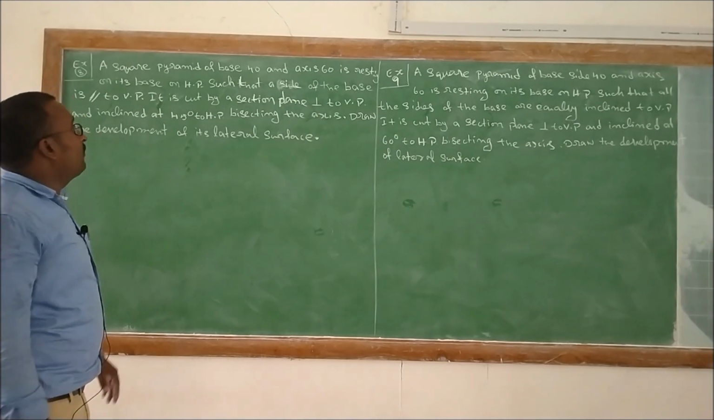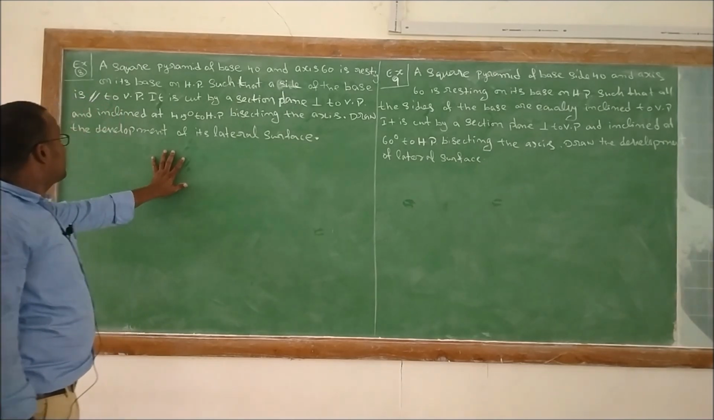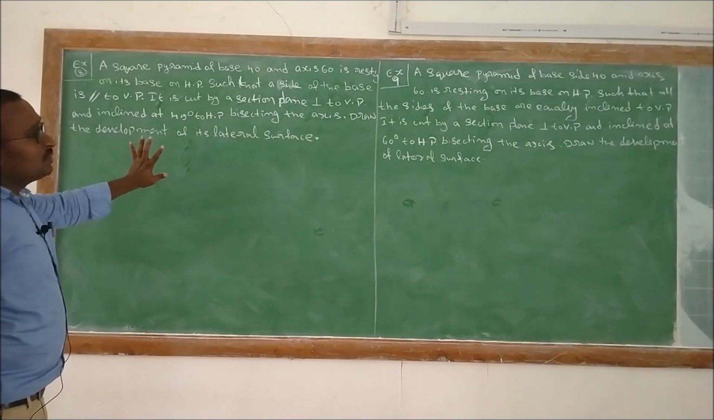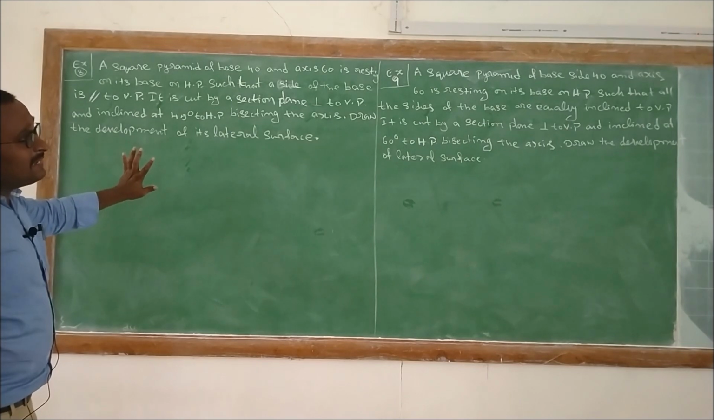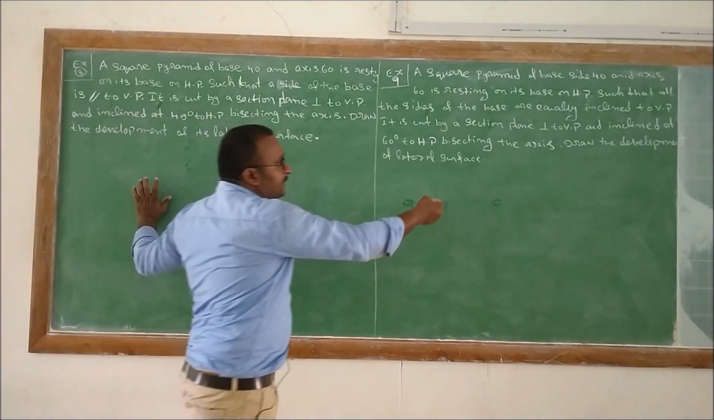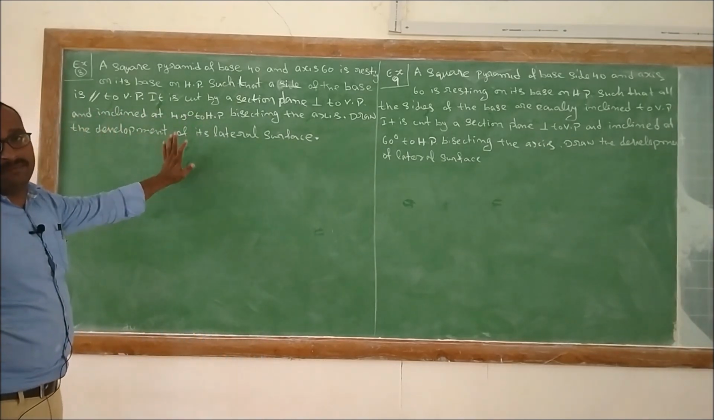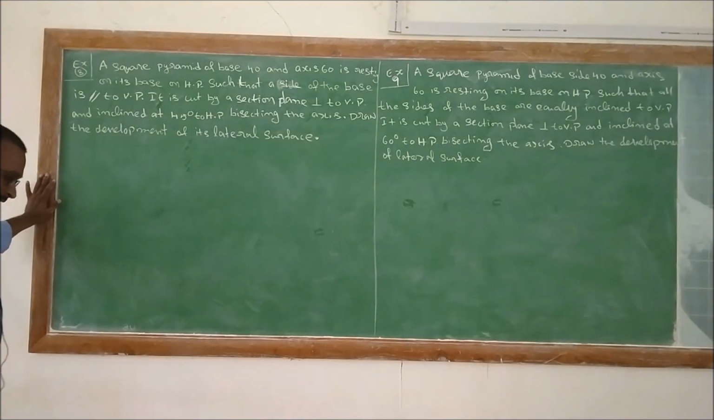Here we will discuss 2 more problems on development of lateral surfaces. Both are square pyramids. The only difference is that in one the base edges are equally inclined to the VP, and in the other the base edges are parallel to the VP. So these two conditions are similar, the only difference is the base edge position, right? Base edge position may change with respect to the VP and HP.